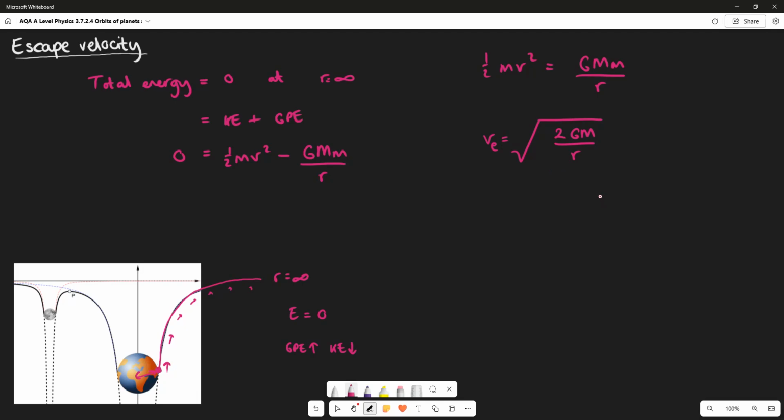You need to be able to derive this yourself. This equation is not provided on the datasheet, and you may be expected to demonstrate how to arrive at this equation.